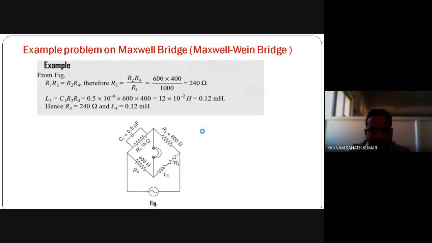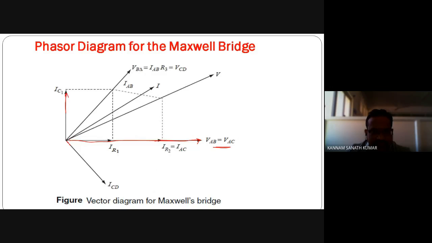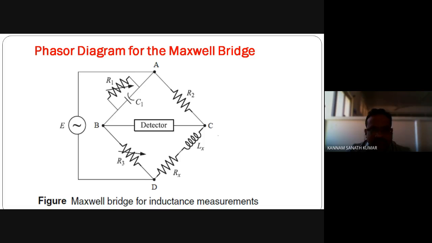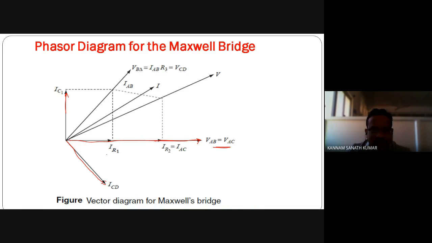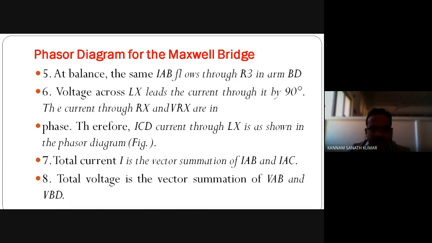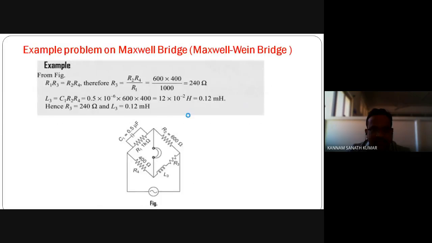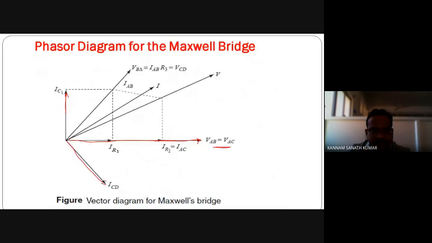So if you see, so see here, voltage in CD is nothing but it will be 90 degrees. So if you see voltage in CD is nothing but due to inductance, this will be leads by 90 degrees. Voltage across Lx leads the current through the 90 degrees. The current through the Rx is nothing but Vrx. So Vrx is in phase with the IRx. So if you see this one, so here this is in phase with IRx.